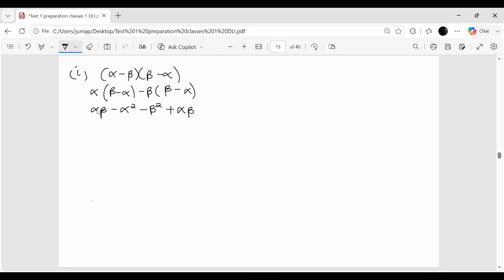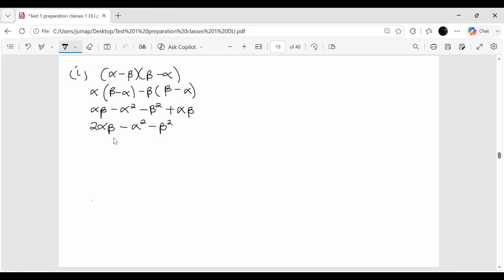Okay, so now you have alpha beta, alpha beta. You collect the like terms. This one is positive, so they're going to add. Alpha beta and alpha beta will become 2 alpha beta. Then you remain with negative alpha squared minus beta squared.